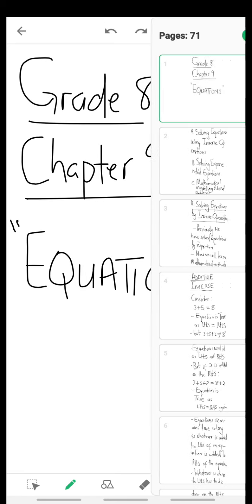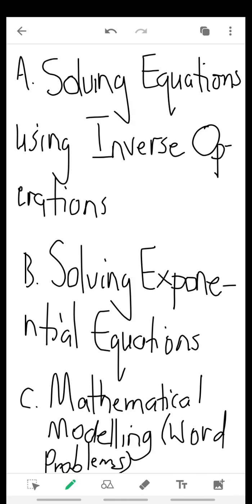For our lesson, we'll focus mainly on solving equations using inverse operations, and then we'll move on to solving exponential equations. Then lastly, we will look into how to solve word problems, which is what we call mathematical modeling. That's where we'll be taking real life statements or problems and converting them to mathematical equations.